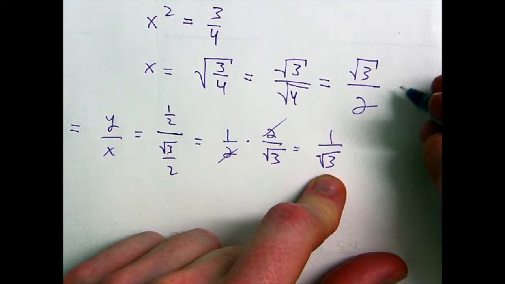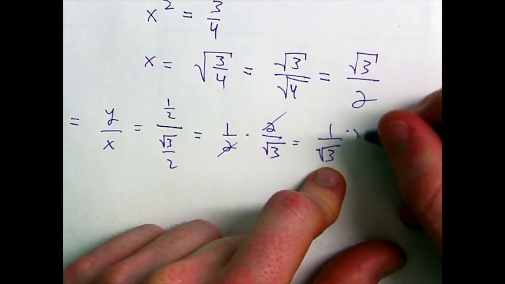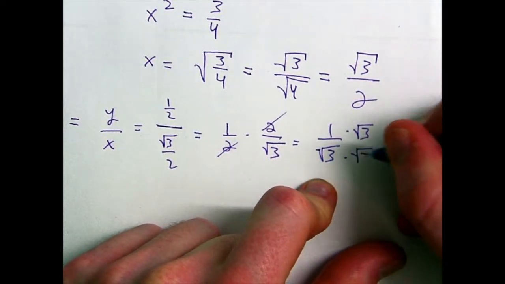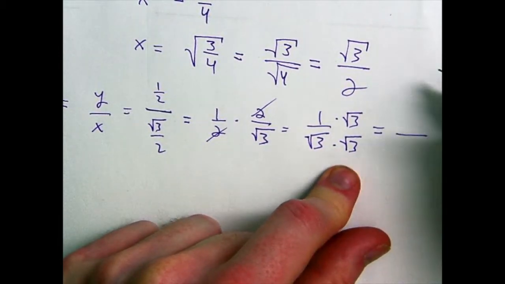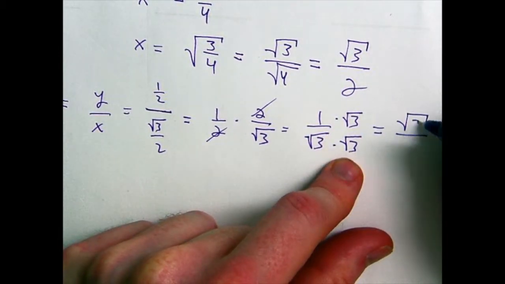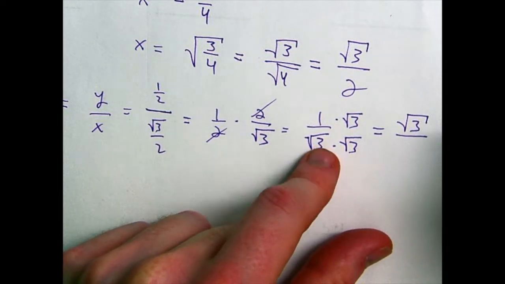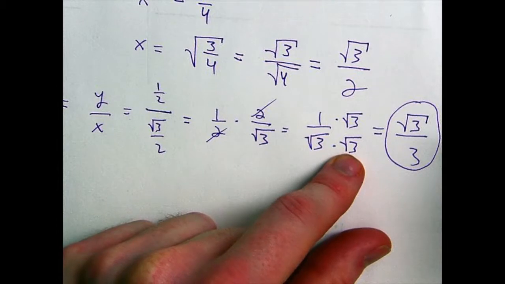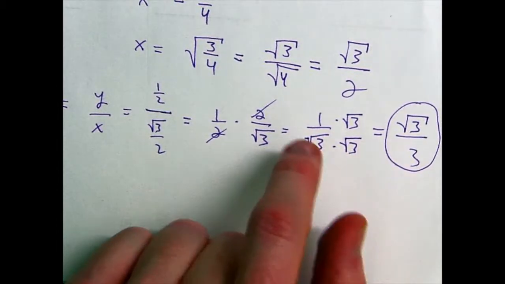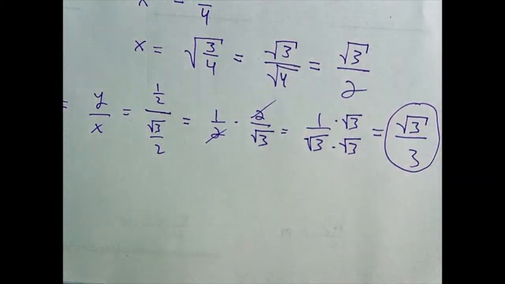3. That means I have to multiply top and bottom by the square root. So in the numerator, I have 1 times root 3. That's just root 3. And in the denominator, I have root 3 times root 3, which is just 3. So that is the tangent of 30 degrees. Okay, so that is the derivation of sine, cosine, and tangent for 30 degrees.